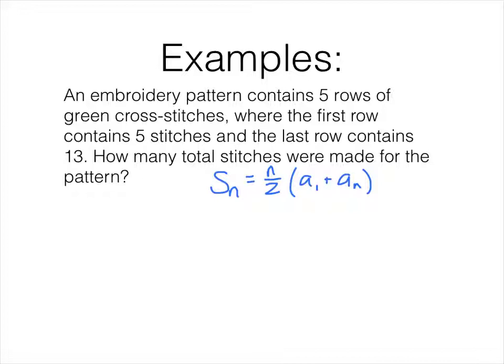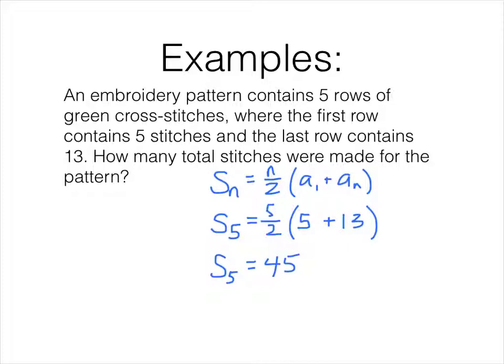So, first I need to think about what I'm talking about here. Well, I have 5 rows. So, it's 5 terms in the sequence. We know that if n is 5, we can put the 5 there. We know the first term and the last term. So, the first row has 5, and the last row has 13. Okay, and yes, obviously it should have said so in the problem that we assume that it's a sequence, that it's a few more stitches each row. We didn't need to know the common difference, just all we need to know. All right, and then you just go ahead and do the math on the right-hand side there, and it comes out to be 45. 45 stitches.